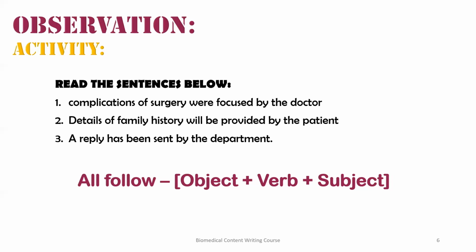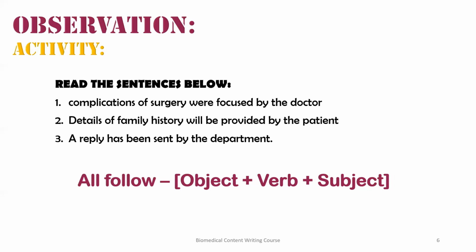Now, by doing this activity, you can see the meaning of the sentence remains the same, but as a reader, if you read this, you'll find it a bit complicated, or it takes time for our mind to perceive the information in this form. Here, the sequence of three parts, that is subject, object, and verb, changes. In the earlier version, it was subject plus verb plus object. In this, it is object plus verb plus subject.